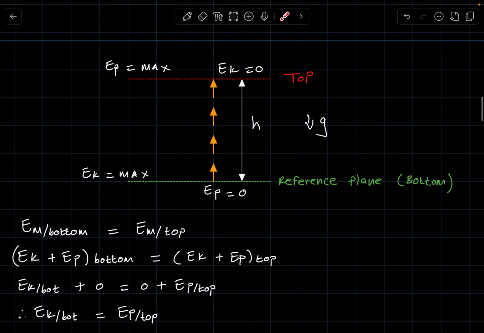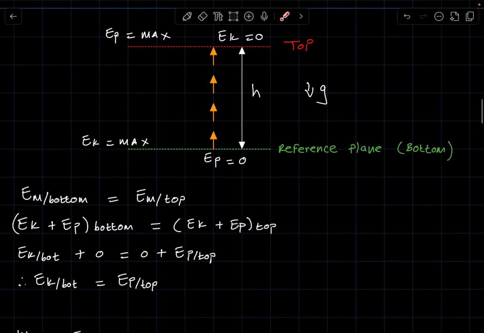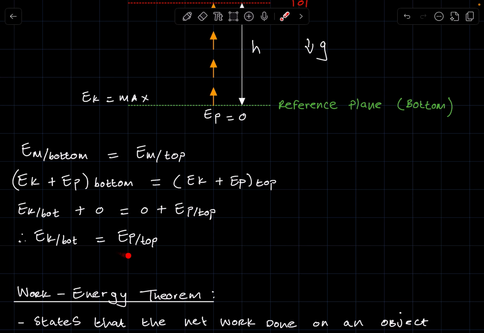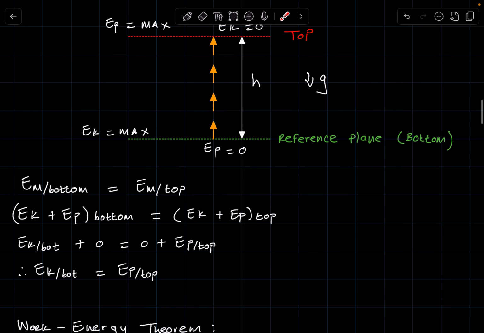Similarly, when the object moves from the top back to the ground, as the object loses height, its potential energy, from the top going back to the bottom, is transformed into kinetic energy.